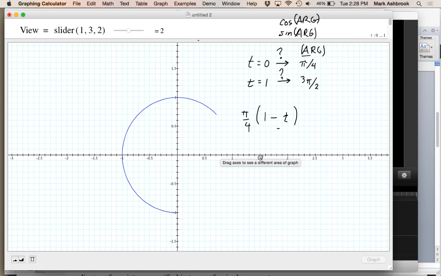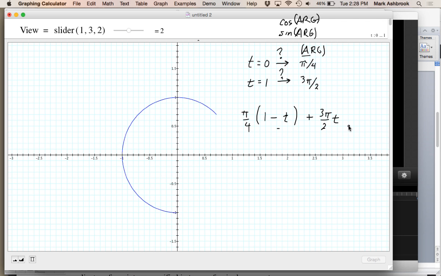Now when I plug 1 in, what am I going to get? 0, which says pi over 4 doesn't have an effect anymore. So then I need something to get the 3 pi over 2. Plus 3 pi over 2 times? Does that still work when t equals 0? Does it still give me pi over 4? Yes, because now that goes away. If t equals 0, 3 pi over 2 is gone, and I get pi over 4. When t equals 1, pi over 4 goes away, because it's times 0, and we get all 3 pi over 2. And in between, we get every linear value in between.